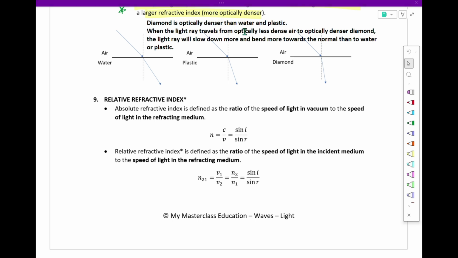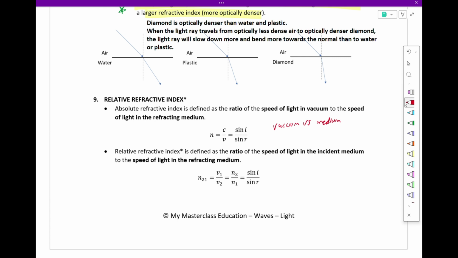There are actually two different types of refractive index. The one that we went through just now is what we call absolute refractive index, which means that we are basing it against air or vacuum to another medium itself. Because usually when you use the formula c over v or sin i over sin r, by right, we are actually comparing it against vacuum.